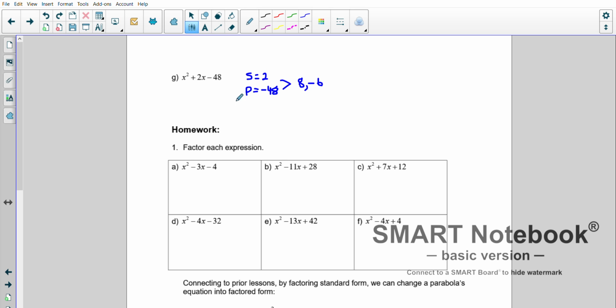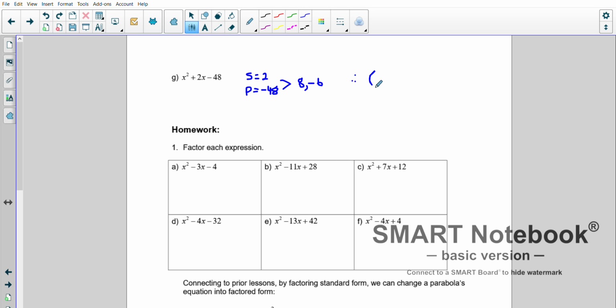But again, if you were stuck with this negative 48, you would just go over to the side, like I did for that one question, and go through all the possibilities. 1 times negative 48, negative 1 times 48. No. 2 times negative 24, negative 2 times 24. No. And just keep going through until you get the combination that's going to add up to 2, which ends up being 8 and negative 6.